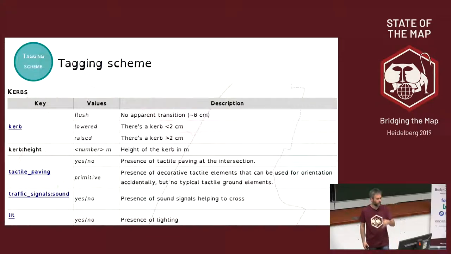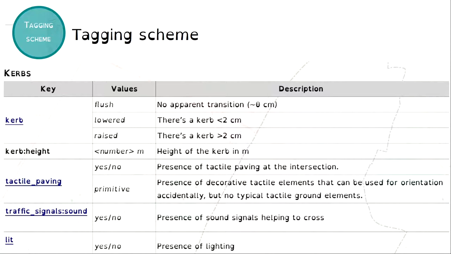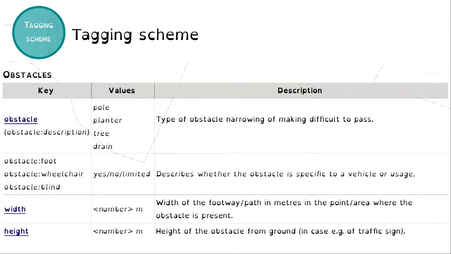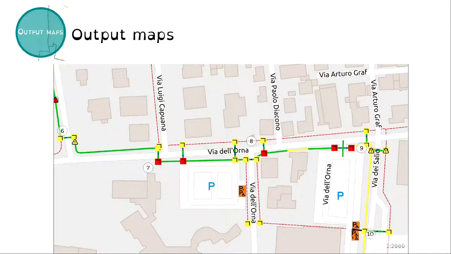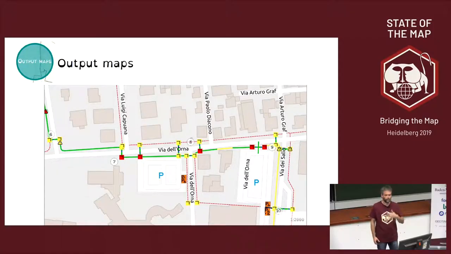For the curbs, the height of the curbs, whether or not there is a tactile paving, or for the traffic signals, if there is a sound signal available, or whether there are obstacles in the sidewalk, in the path, to be described and included as information for accessibility of the path. And the final outcome map is something like that, where we have the paths, the crossings, the curbs, the obstacles with a degree of accessibility made directly from selecting that qualitative, quantitative information from the OpenStreetMap database and represented.